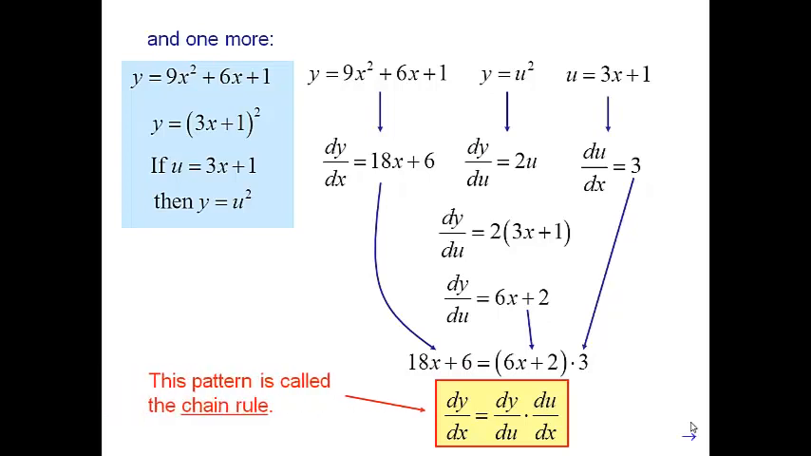So you want to write that down. That is the chain rule. Alright, so let me give you an example of one that you'll have to do on a test or homework.